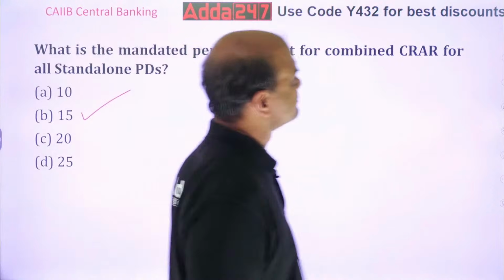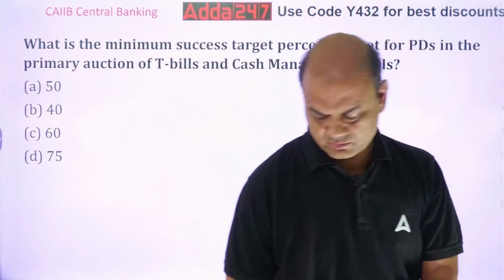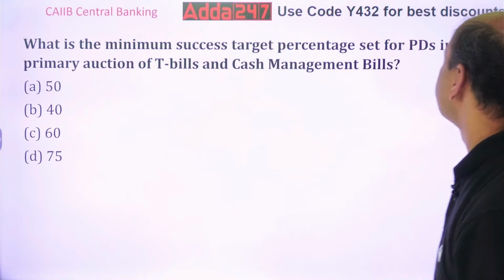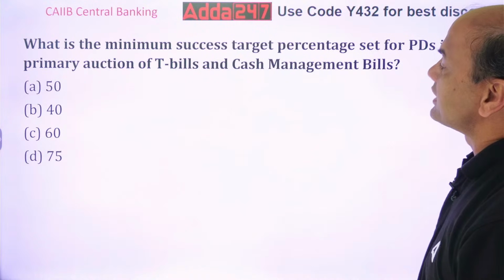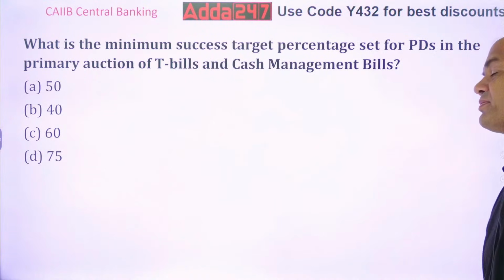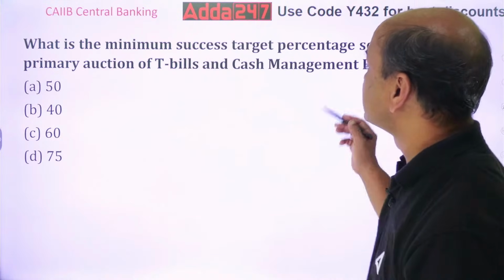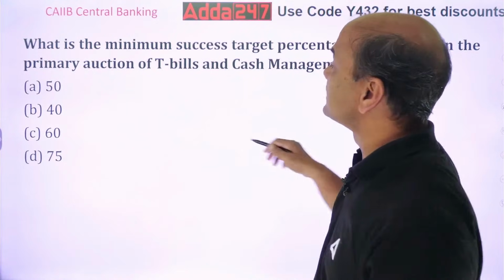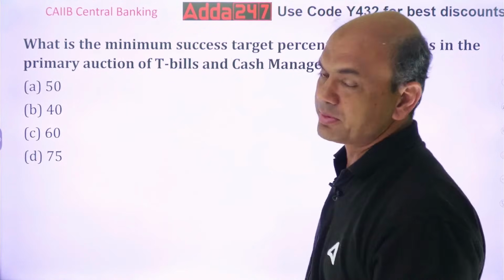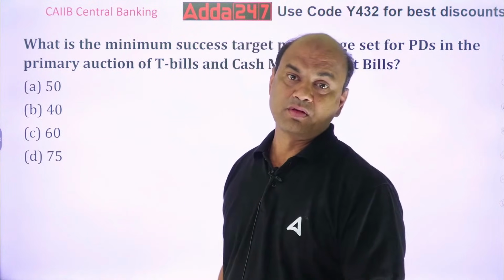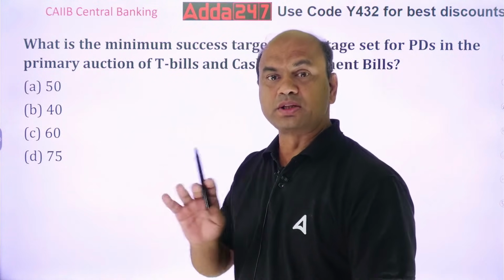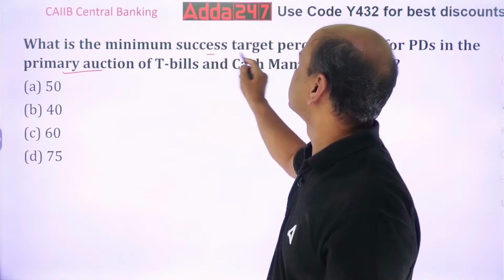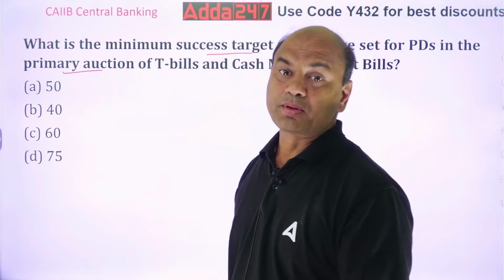Next one. What is the minimum success target percentage set for the primary dealers in primary auction of treasury bills and cash management bills? Now, what do you mean by this minimum success target? Set for the primary dealers in primary auction of T-bills and cash management bills. What is primary auction? Two things need clarification. One is what is primary auction? And second is what do you mean by the success rate?